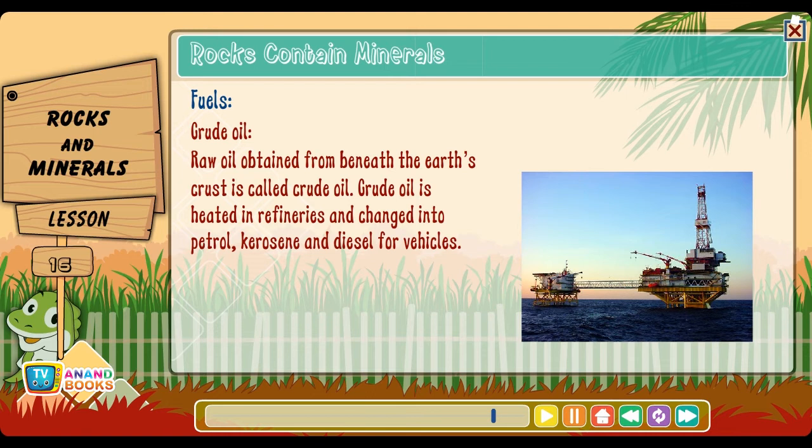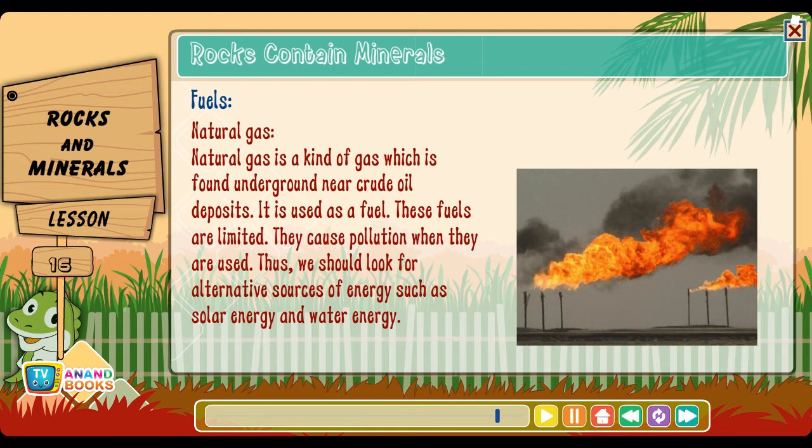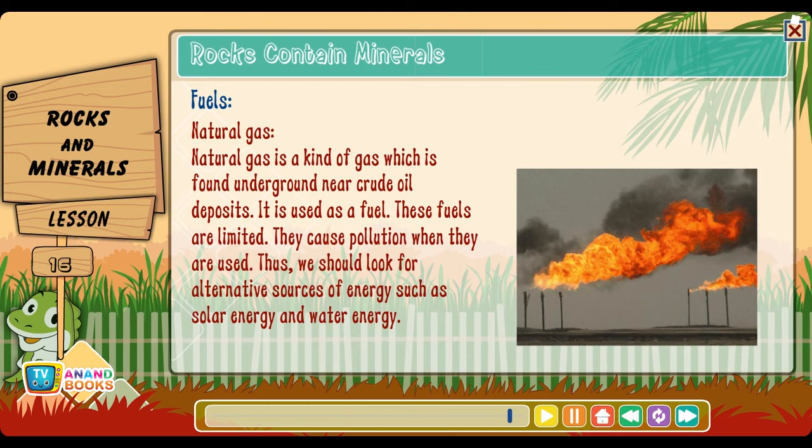Natural gas. Natural gas is a kind of gas which is found underground near crude oil deposits. It is used as a fuel. These fuels are limited. They cause pollution when they are used. Thus, we should look for alternative sources of energy such as solar energy and water energy.